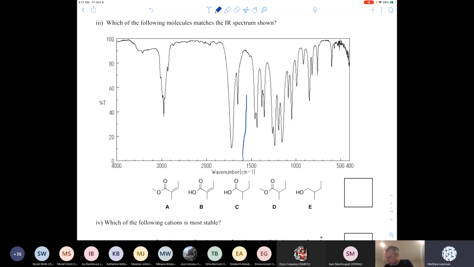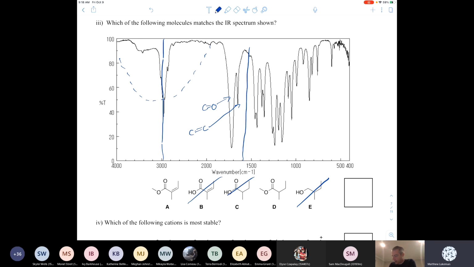Okay. Vertical line 1600, vertical line 3000. Notice we have what looks to be a C=O stretch and a C=C stretch in this molecule. Looking at the choices below, all of them except E have the C=O, the carbonyl. So let's get rid of E right out. What about B and C? Those are carboxylic acids. What do carboxylic acids show? They show a great big band that looks like that, which we don't see in this spectrum. So B and C are out.